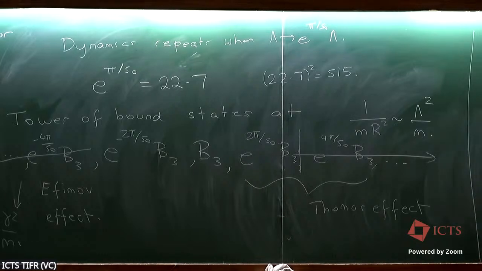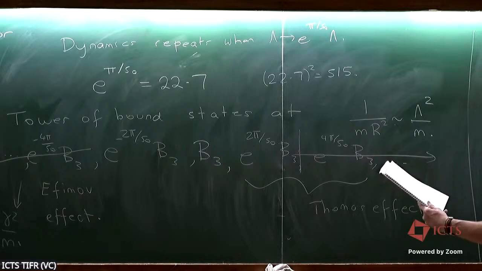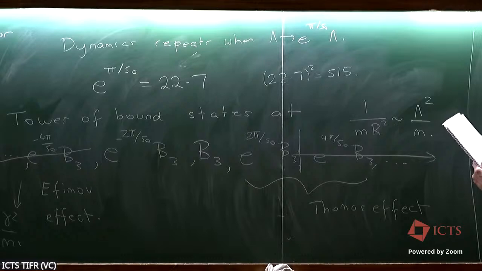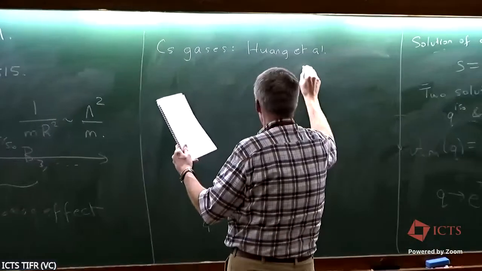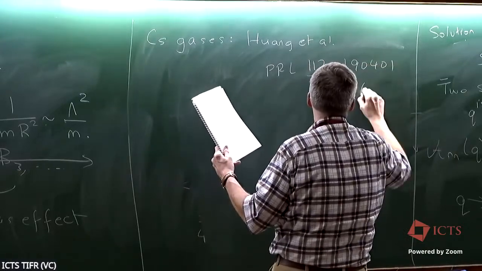It was a tour de force using Feshbach resonances to build three-body bound states at the unitary limit of cesium atoms cooled to very low temperatures. If you want to go and look at that, the paper is Physical Review Letters 112, 190401, 2014.